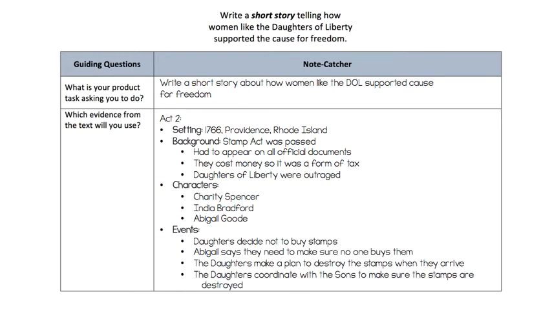And finally, I need to include my events. The events that happened in the act of my play were that the Daughters of Liberty decided not to buy the stamps. Abigail said they should make sure that no one else buys them either. The daughters work together to decide that in order to make sure no one is able to buy stamps, they need to destroy the stamps when they arrive at the harbor. My act finishes when the daughters coordinate with the Sons of Liberty to make sure the stamps are destroyed. So that's where my act leaves off. My story is going to cover the destroying of these stamps.